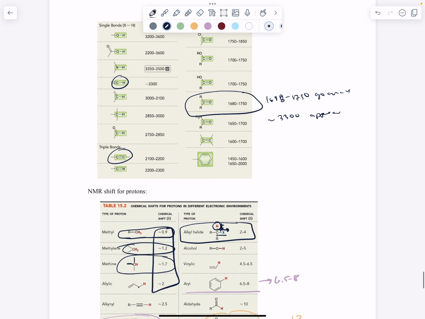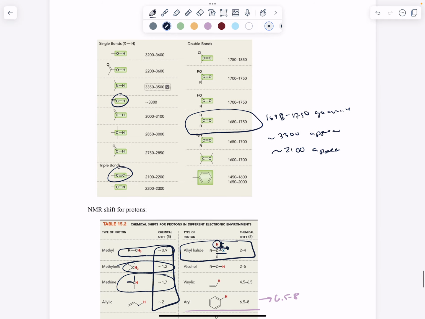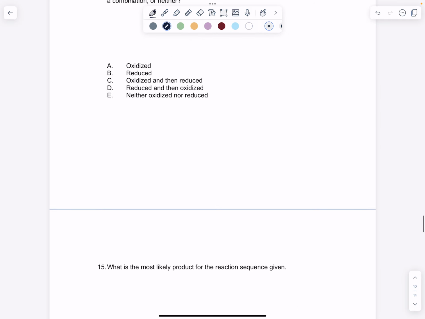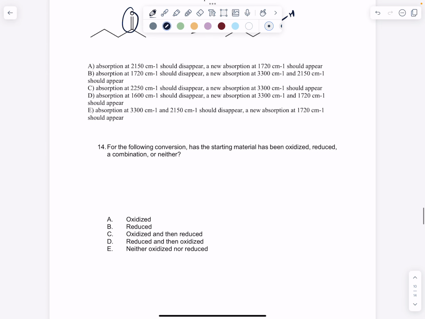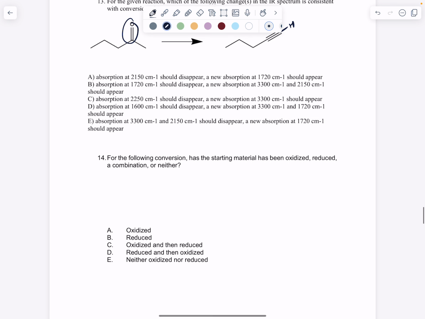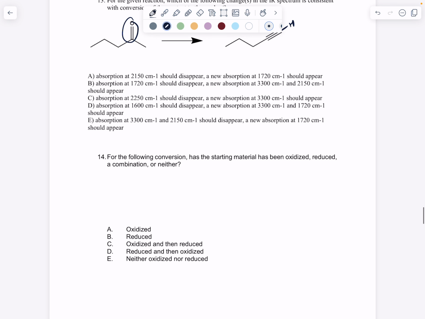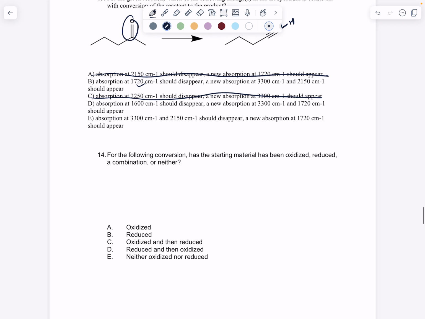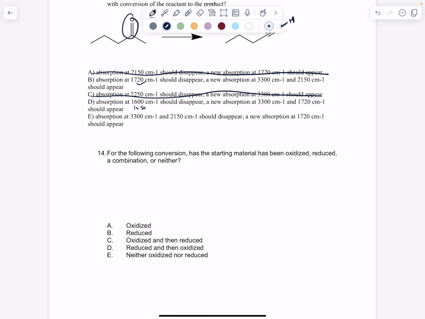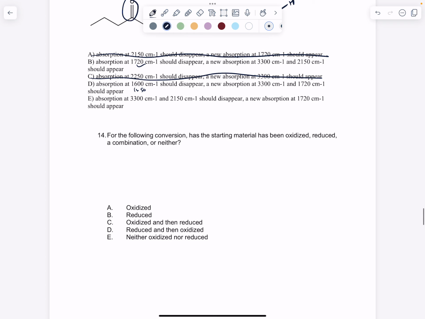And we'd expect to see one at 2100 appear. So that's what I'm looking for. So when I go back to this, I'm looking for one in the 1700 range to disappear. So this one's a little too high for that one appearing. It's usually around 1700. This is a good option. This seems a little bit high to me. It's usually 1650, so I don't know about that.